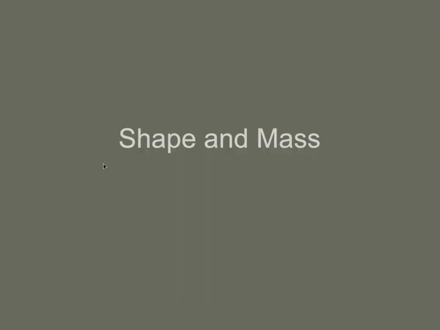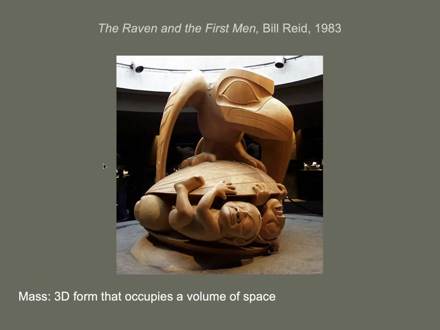All right, the next elements that we're going to talk about are shape and mass. Mass is three-dimensional form that occupies a volume of space. And so it's a sculpture. It's something that has height, width, and depth. This is The Raven and the First Men by Bill Reed from 1983, a sculpture.